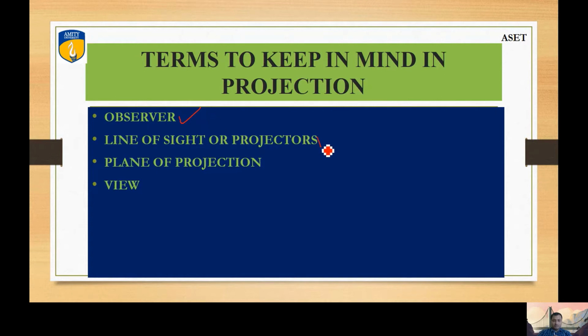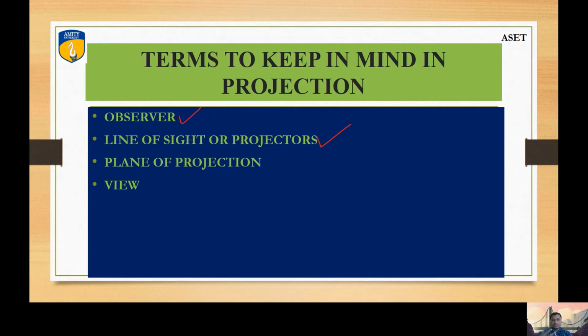Line of sight, or the projectors. When you see any object, the rays coming from the eyes which are falling on the object are called projectors. Plane: the image is going to appear on the screen when you see an object, so that screen is basically termed the plane of projection, right? View: the image which I am using is termed the view. In terms of engineering drawing, the image is basically the view which you are obtaining on the screen.